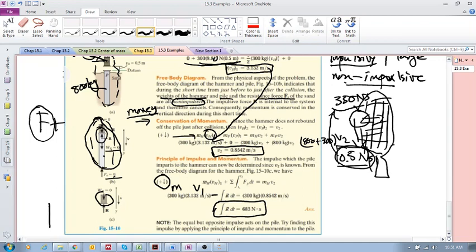Whereas if you chose the pile, then you're going to have R acting down, so you would have a zero initial momentum, because velocity would be 0, plus R dt is equal to 800 V2, and V2 is 0.85, and you should get the same answer. Okay guys, cheers.